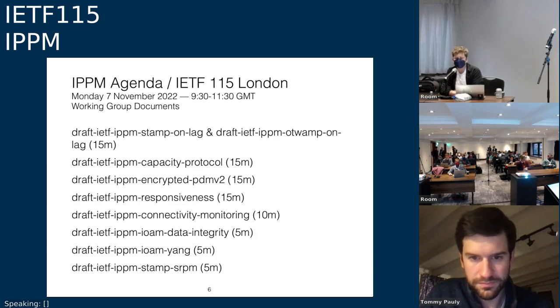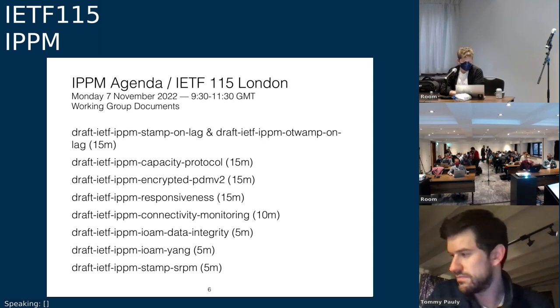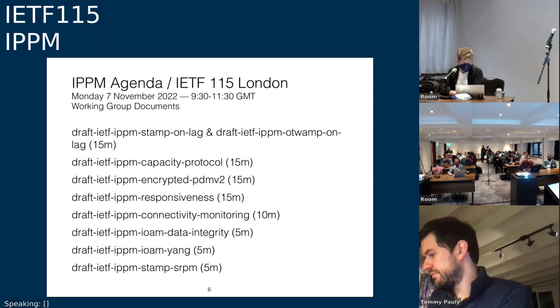Okay, we have a pretty packed agenda today. It's divided into three sections. We're going to talk about adopted or working group documents, and we have a set of documents here. We will start with the newly adopted one, which is performance measurements on link aggregation. Then we move on to the capacity protocol, encrypted PDM, responsiveness. We will not be doing the connectivity monitoring here, a slight update to the agenda. And then move on with data integrity, Yang, and STAMP on SRPM.